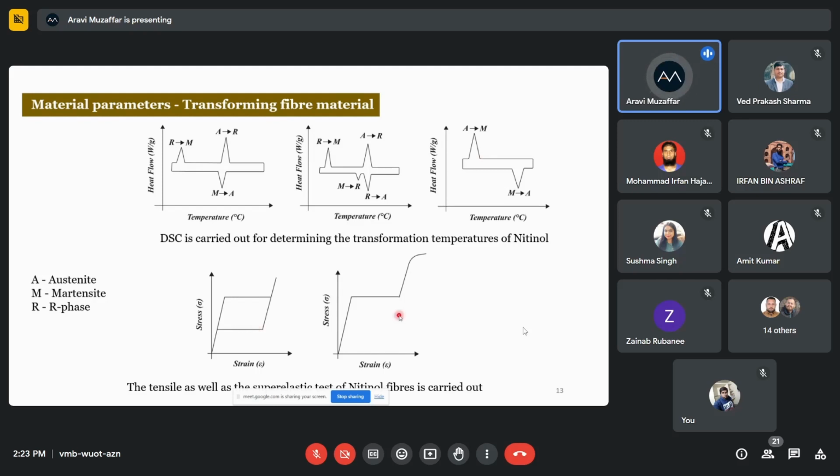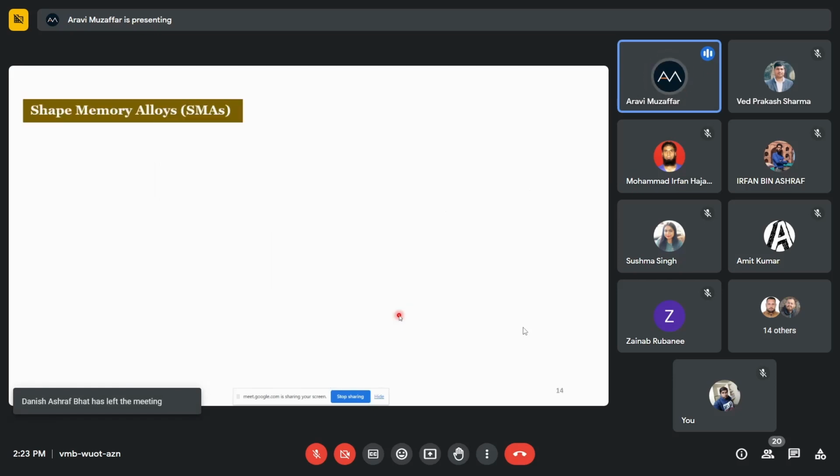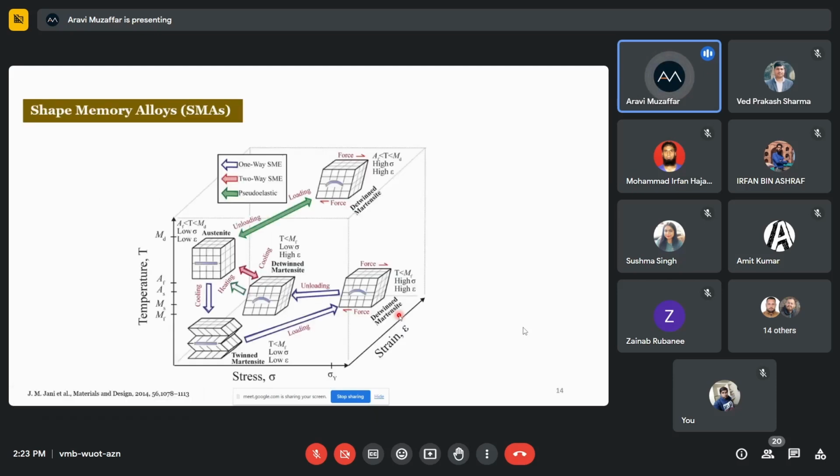What these properties are and how they are modeled is very important to consider. So this just gives you a brief description of shape memory alloys. As I told you, austenite can get converted into martensite directly whenever it is loaded. So whenever we are loading austenite, it gets converted into martensite.